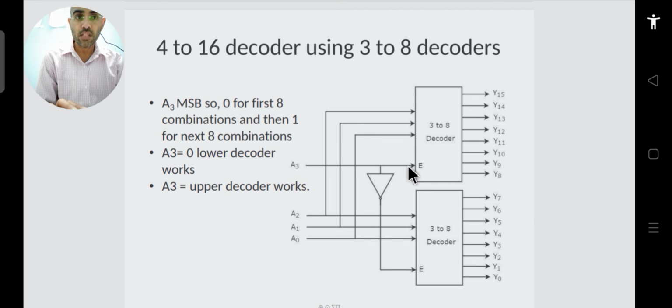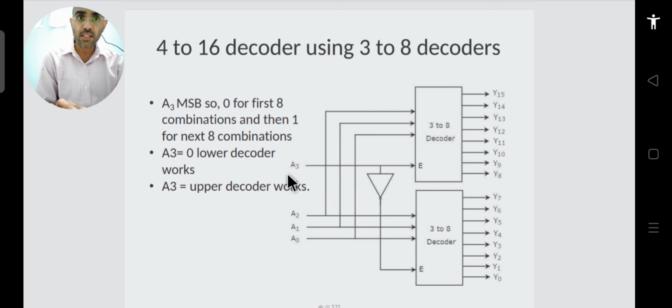Okay, so the enable input of one of the decoders is given just this 4th bit, whereas the complement of this 4th variable is applied to the other decoder. So what will happen with this? When A3 is equal to 1, this upper decoder will get activated and it will generate this circuit.